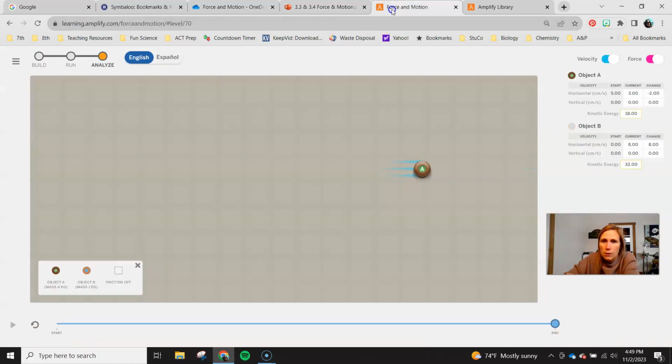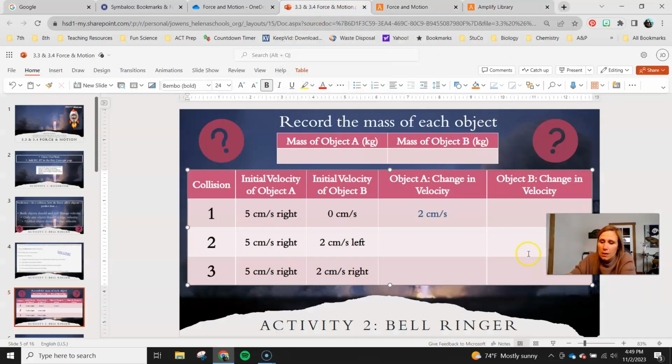Okay, change in velocity of object B. If we take a look at B, it was at rest. Now it's moving 8. So we had a change of 8, which is significantly higher than our object A.